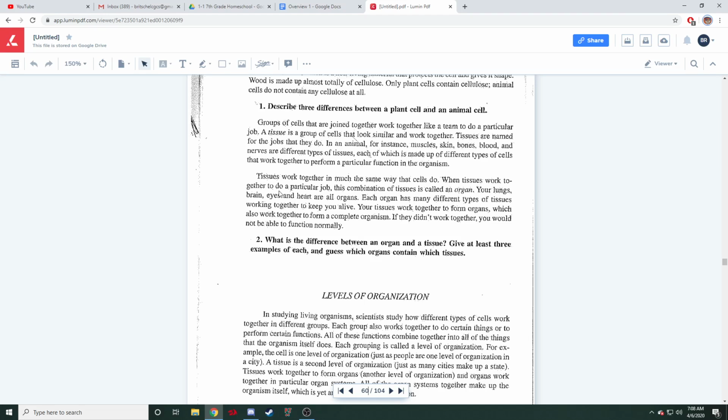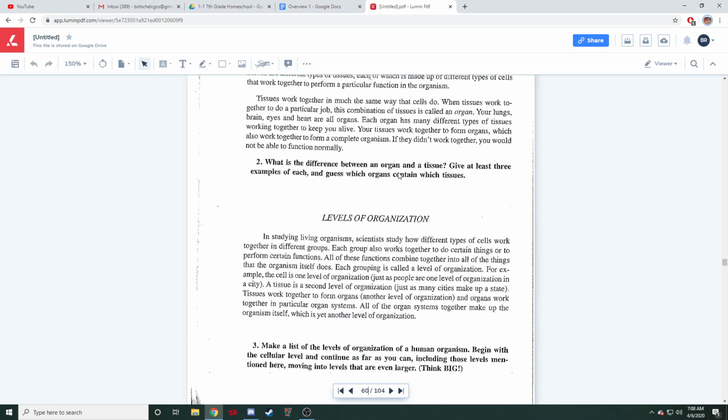When tissues work together to do a particular job, the combination of tissues is called an organ. Your lungs, brain, eyes, and heart are all organs. Each organ has many different types of tissues working together to keep you alive. Your tissues work together to form organs, which also work together to form a complete organism. If they didn't work together, you would not be able to function normally. What is the difference between an organ and a tissue? Give at least 3 examples of each and guess which organs contain which tissues.